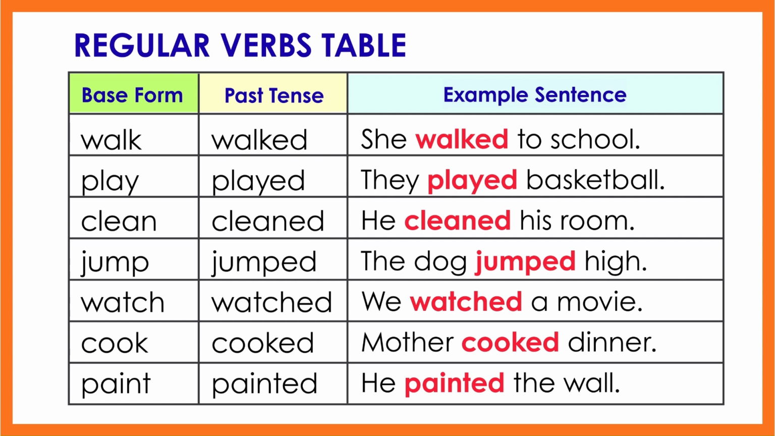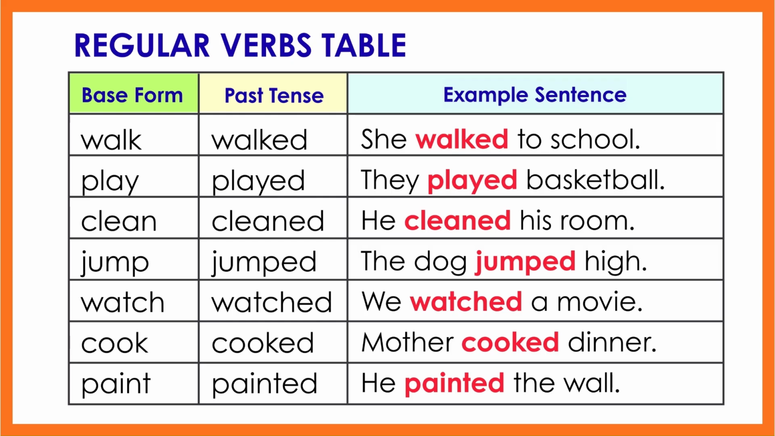The base form is walk, and the past tense is walked. Example sentence, she walked to school. The base form is play, and the past tense is played. Example sentence, they played basketball. The base form is clean, and the past tense is cleaned. Example sentence, he cleaned his room.